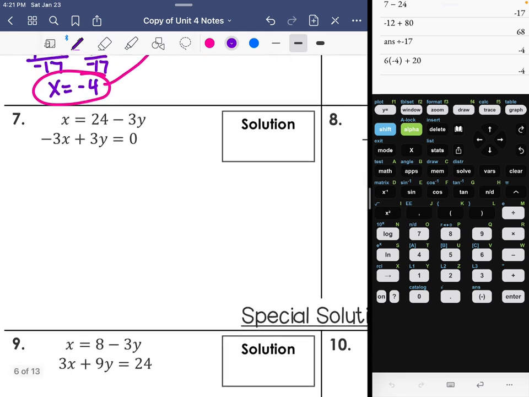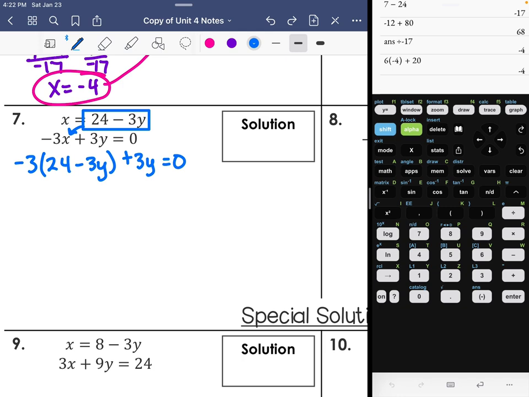All right. On this one, I've got the fact that x equals 24 minus 3y. So all of that needs to go in and replace the x. So I'm going to have negative 3 parentheses 24 minus 3y. Oh, whoops. Plus 3y equals 0. I left this guy out. Don't do that. And it can equal 0 like that. That's fine. Remember, 0 is a number.